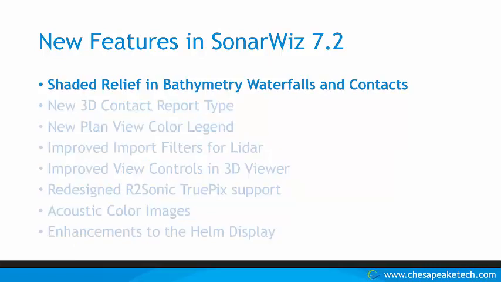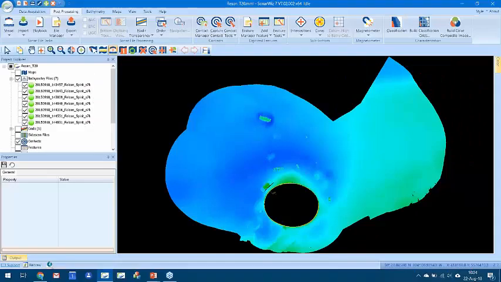So let's get started with shaded relief in bathy waterfalls. I've got a project here with some Rezon data collected in England, and what we're looking at now is just the raw point cloud data in the plan view viewer. Some of the targets in this are obvious. They pop right out of the seabed, and that's why we chose this data set. It's kind of a harbor.